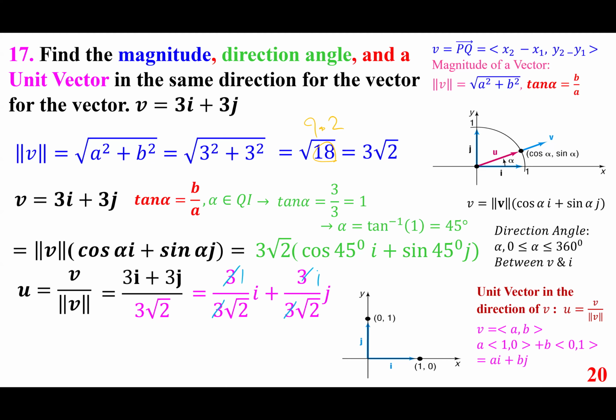So we have 1 over square root of 2, and I hope you recognize it as square root of 2 over 2, because you can multiply the top and the bottom by square root of 2. So square root of 2 over 2 i plus square root of 2 over 2 j. If you have any doubts, square these numbers and add them up, and it must become 1. That's how you know it's a unit vector.